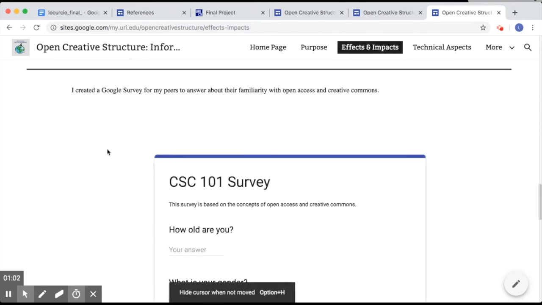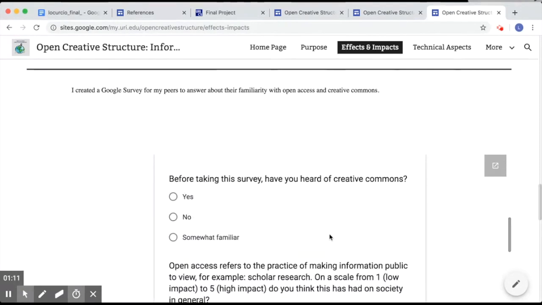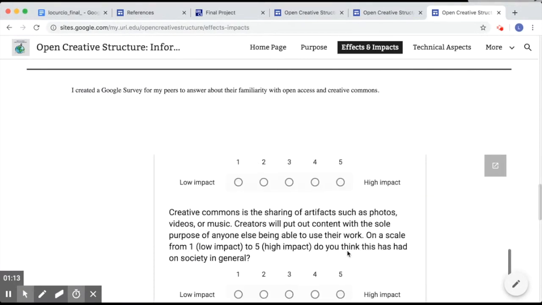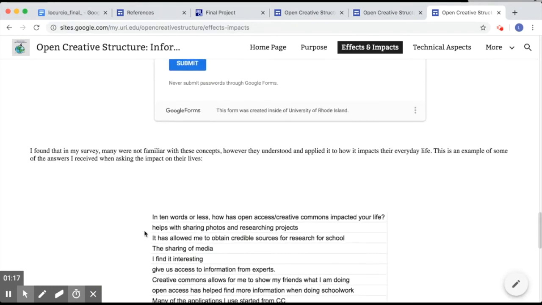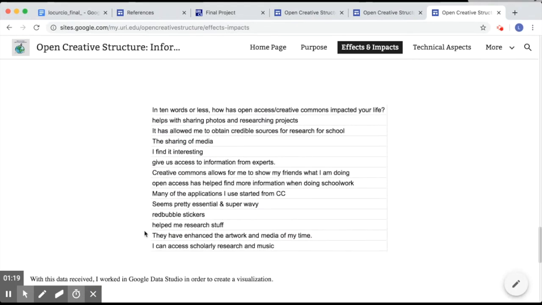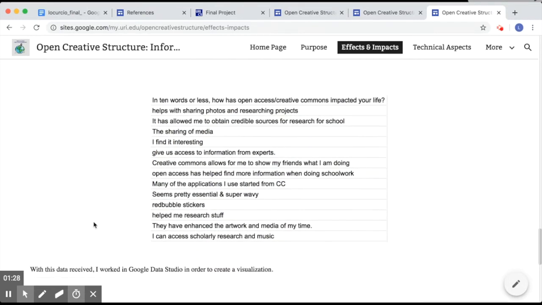In class, we created Google surveys to our peers. I put basic questions such as gender, age, familiarity with these innovations, and the impacts that they think it might have on their everyday life. This is an example of some of the answers I received when asking about how these innovations have impacted your everyday life. Important answers were, it gives us information from experts and credible sources.